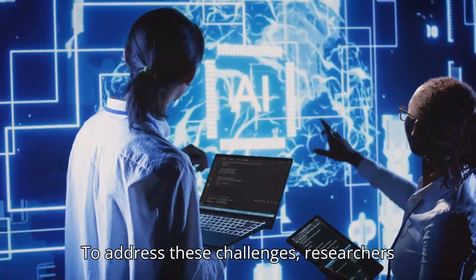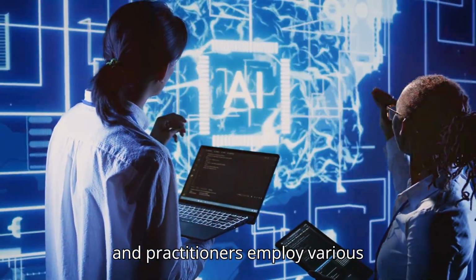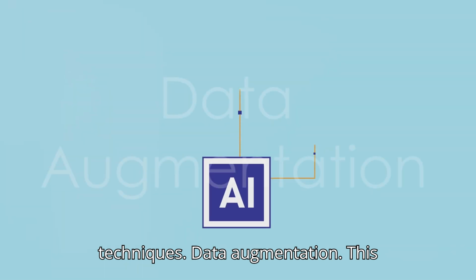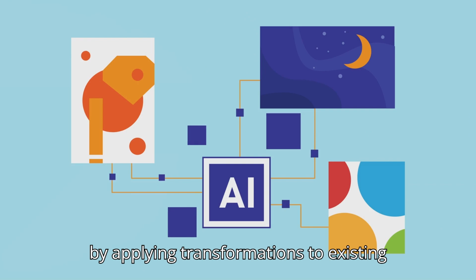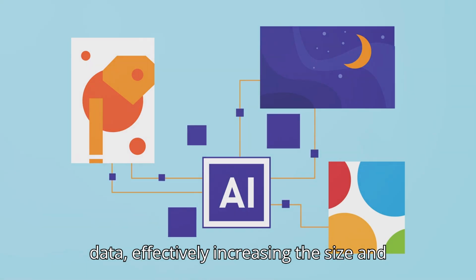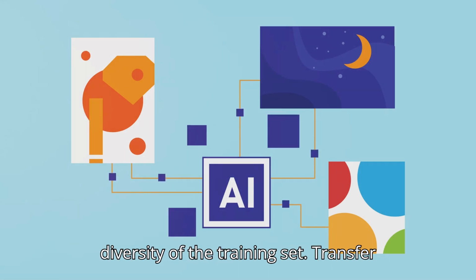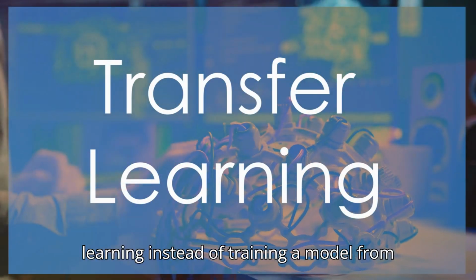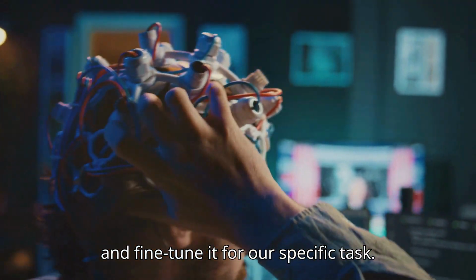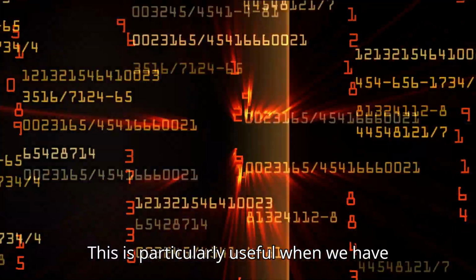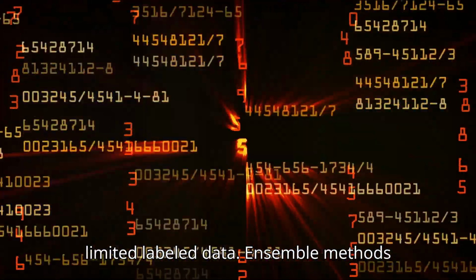To address these challenges, researchers and practitioners employ various techniques. Data augmentation. This involves creating new training examples by applying transformations to existing data, effectively increasing the size and diversity of the training set. Transfer learning. Instead of training a model from scratch, we can use a pre-trained model and fine-tune it for our specific task. This is particularly useful when we have limited labeled data.